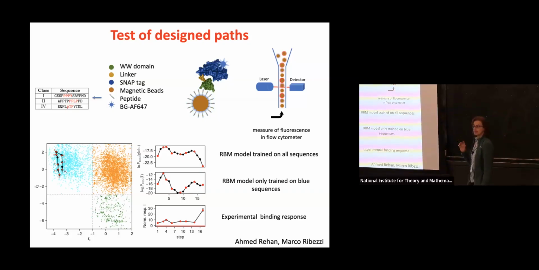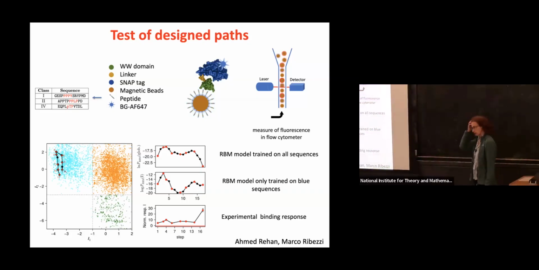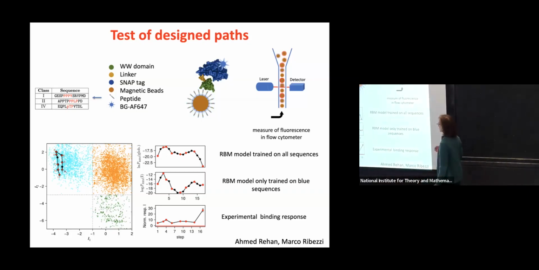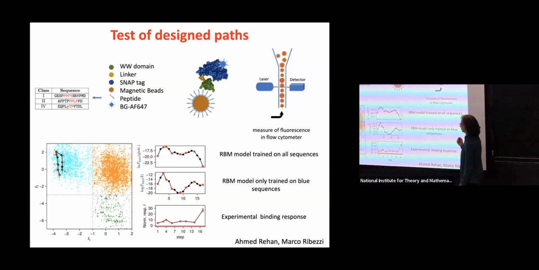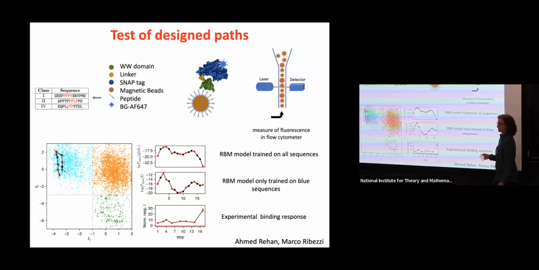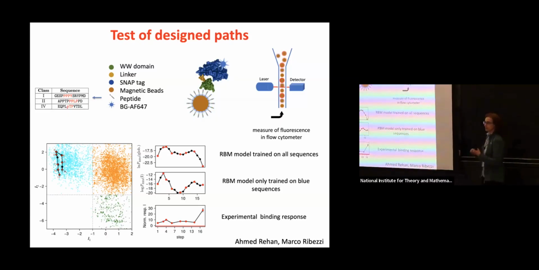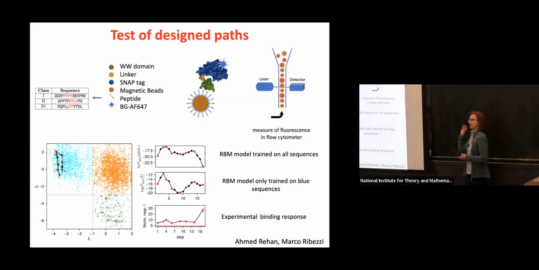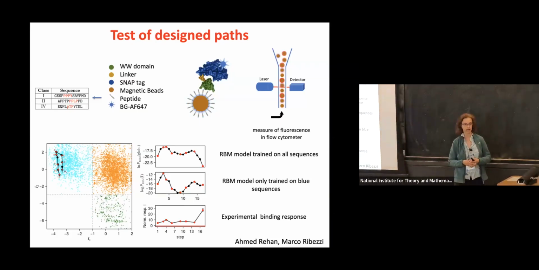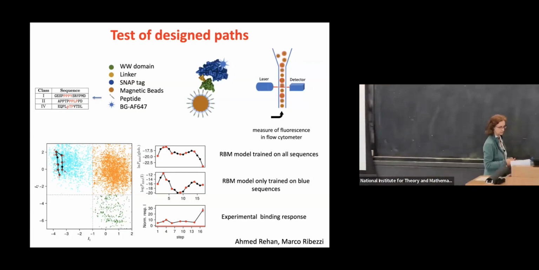To test that this was a real good path, what we did was scramble the path, scramble the order in which the mutations are done. If you scramble the path, you don't have any functional sequences. So it's really important to keep the epistasis, to do the mutations in a given order, to have functional sequences.